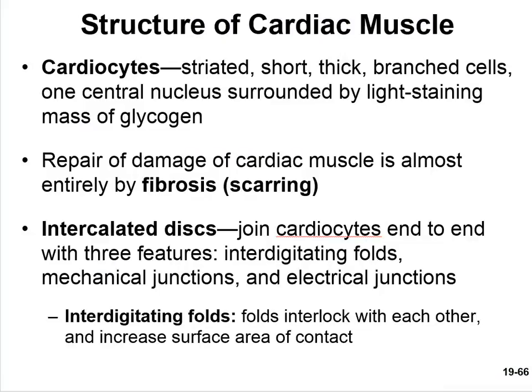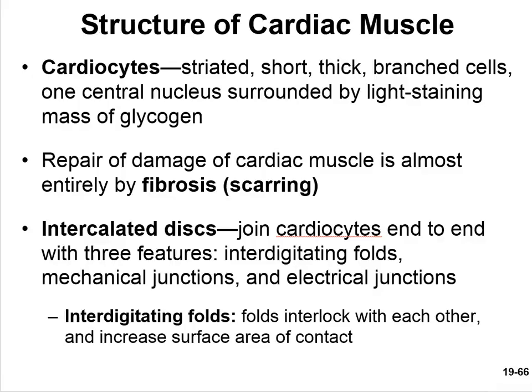Muscle cells are called cardiocytes. They are striated, short, thick, and branched. They have one central nucleus surrounded by light-staining masses of glycogen. The repair of damage to cardiac muscle is almost entirely by scarring, also called fibrosis. Unfortunately, these cells do not regenerate like other types of cells do, and they don't go through mitosis.